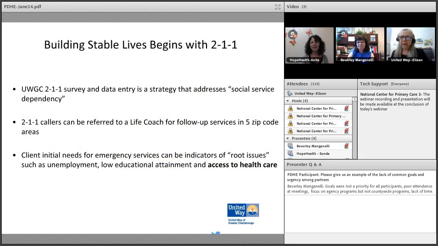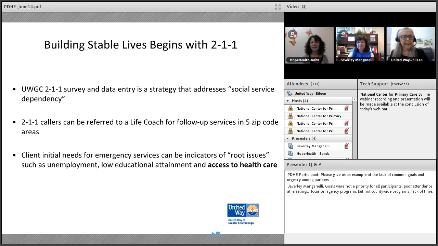Anyway, the other piece was the Building Stable Lives piece, where we have 5 coaches in these zip code areas that we're saying are not only target areas, but where the clinics are located and where the food boxes are going.